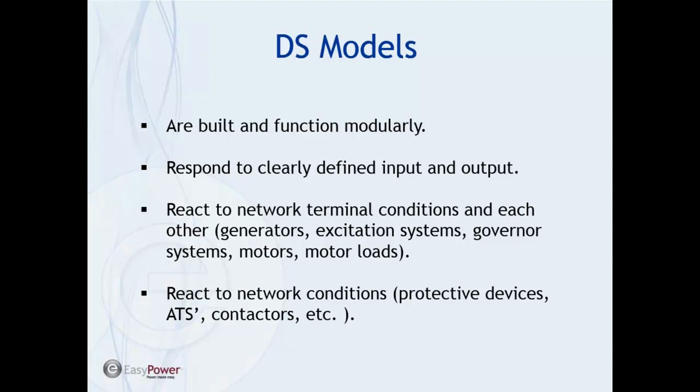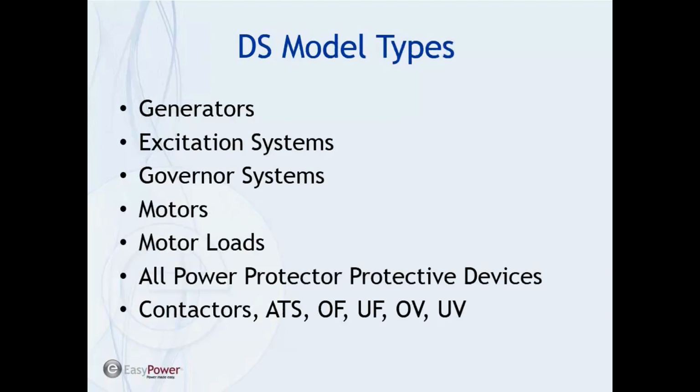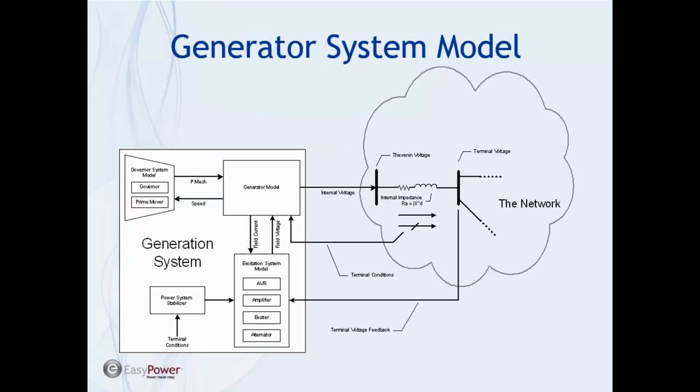Protective devices, ATSs, contactors, those react to network conditions such as flow over a branch or over a line or through a transformer or bus voltage. The types of models that we include are generators, excitation systems, governing systems, motors, motor loads, all power protective devices. So if you've entered them, they're going to be made available to you in dynamic stability and they will perform their function. In addition, we added contactors, automatic transfer switch, over-under frequency, and over and under voltage.